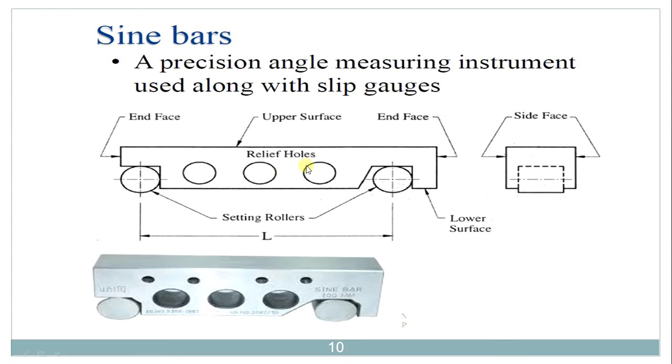It has some relief holes, and it looks like a bar. There are two rollers at the ends, and its specification is given by the distance between them, capital L. Then we have the end face for support purposes and a top or upper face on which the component can be placed. The steel rule looks like this, and the sine bar will look like this.